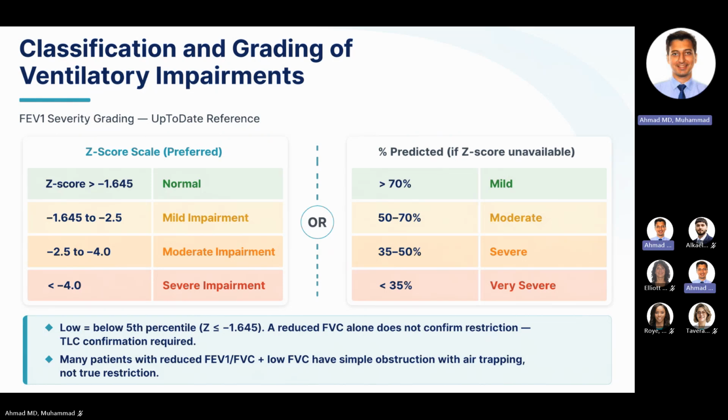For those individuals in labs who are not able to get a Z-score on their pulmonary function test, the percentage of predicted helps in categorizing these individuals as mild, moderate, severe, or very severe. If the FEV1 is between 70 to 80% it is mild, between 50 to 70% is moderate, 35 to 50% is severe, and less than 35% is very severe on spirometry.